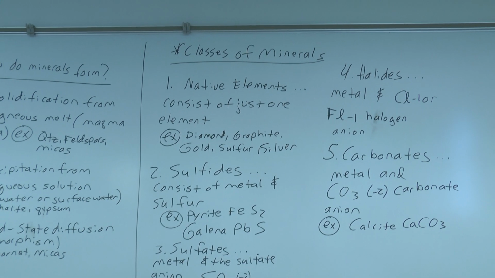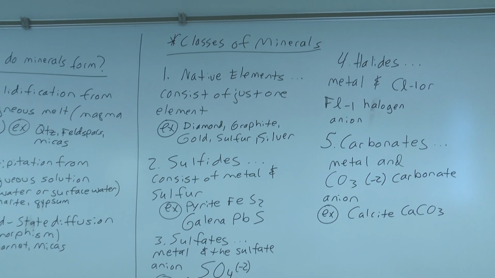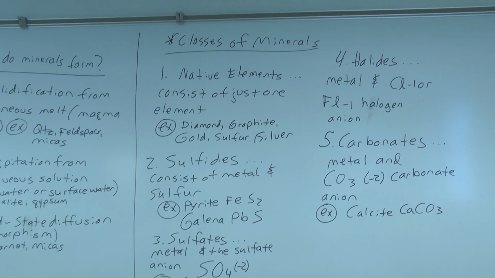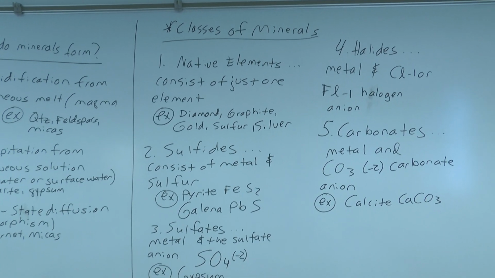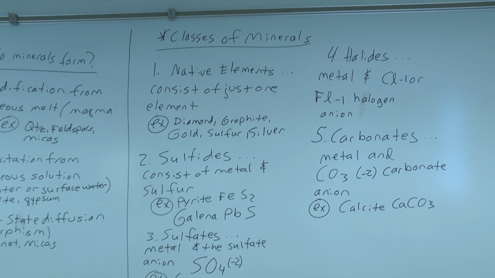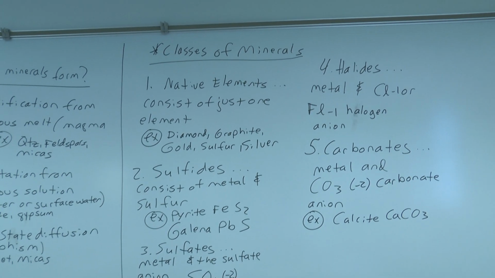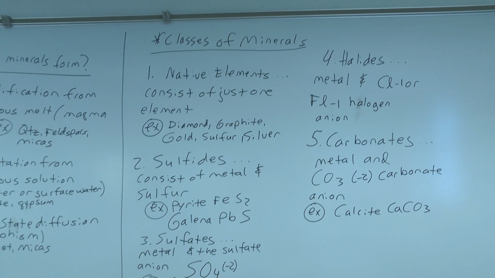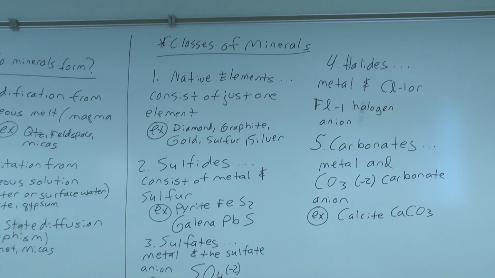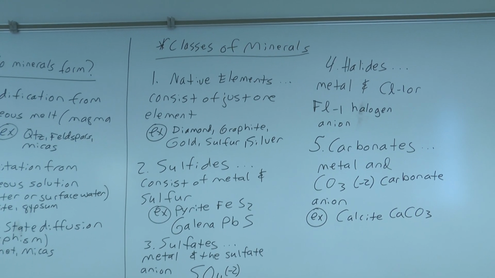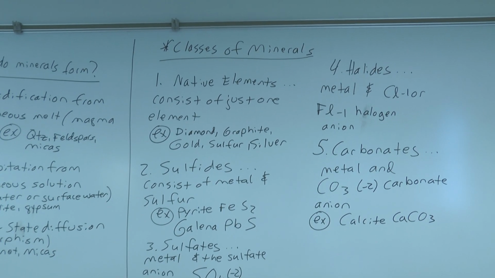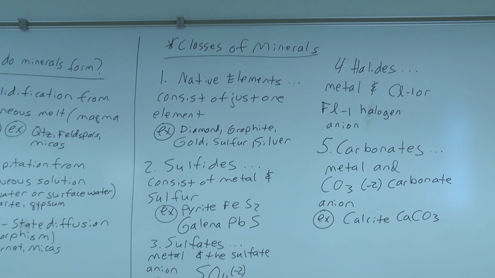So we're going to start with native elements. What this means is that it's a class of mineral that consists of just one element only. So it's not a compound. Great examples are diamond, graphite, gold, silver, sulfur. Diamond and graphite, by the way, both have the same chemical formula, C, carbon, but they're very different. Diamond is the hardest naturally occurring substance known to man.